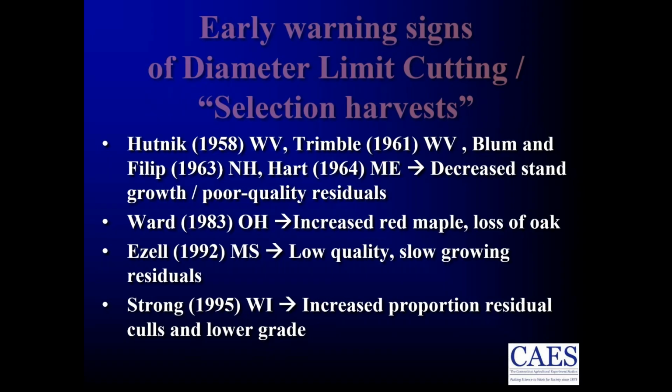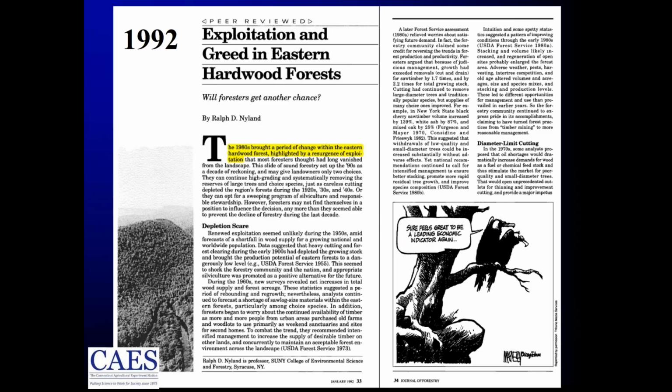But I think most of the attention really gathered was when Ralph Nyland back in 1992 in the Journal of Forestry wrote a great article. I'm not certain how much it's been cited, but I know a lot of us, it really got us thinking about what's going on here. The fact that our forests grew up from all the exploitation and cutting and farm abandonment back in the early 1900s. But by the 1980s and 90s, there was just an awful lot of high grading going on out there. And Ralph really wrote a great paper that brought attention to this.